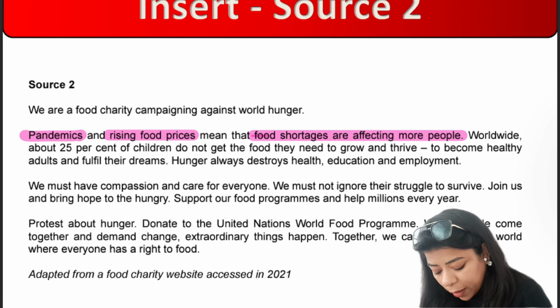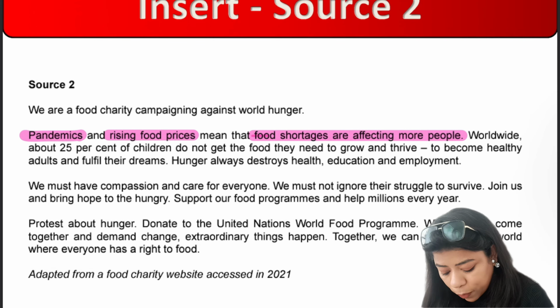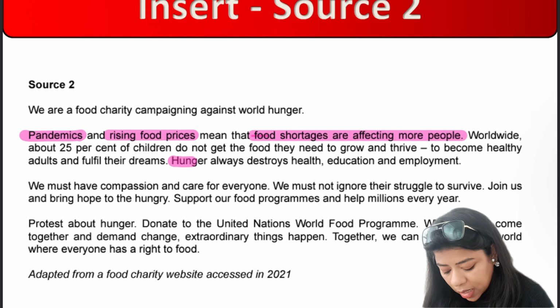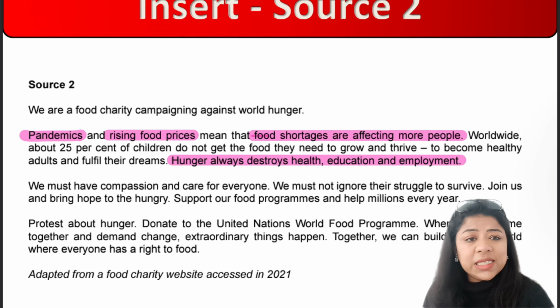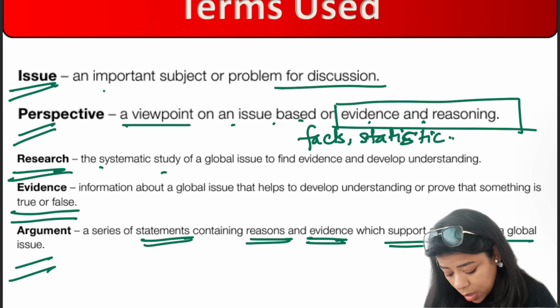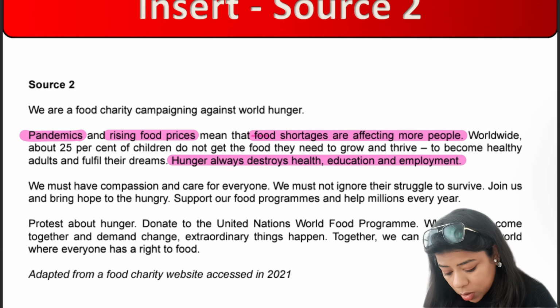Worldwide, about 25% of the children do not get the food they need to grow and thrive, to become healthy adults and fulfill their dream. Hunger always destroys health, education, and employment. That is another perspective that they have. Now, 25%, is that a perspective according to the definition? No, it is evidence. So the one thing that I'm highlighting in yellow is the evidence to support these perspectives.